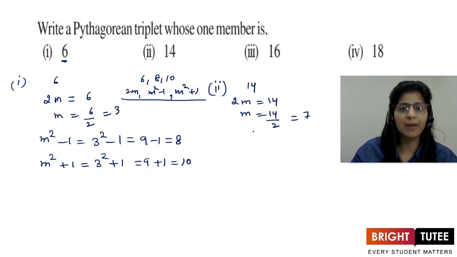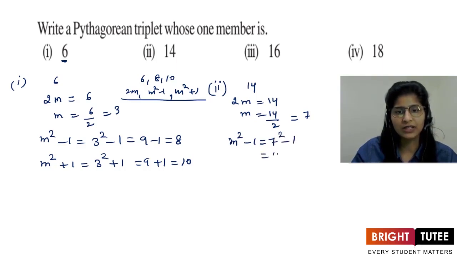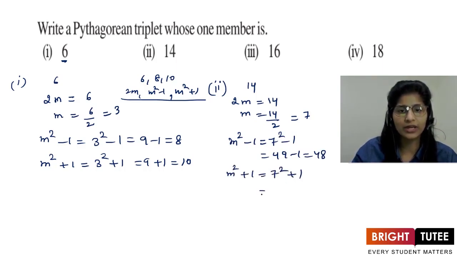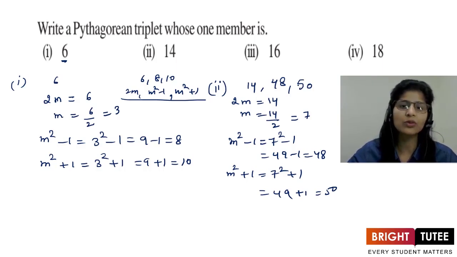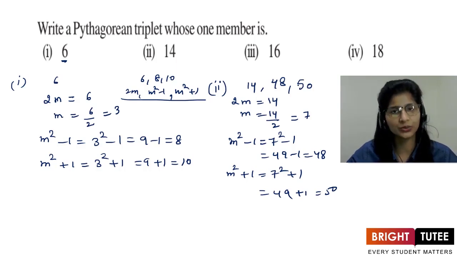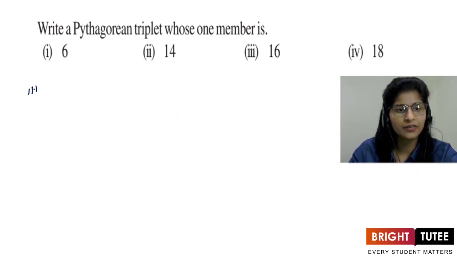Now keeping m as 7, what will be m square minus 1? 7 square minus 1, 49 minus 1 gives us 48, and m square plus 1, that is 7 square plus 1, so 49 plus 1 is 50. So we have 14 as one member, 48 as another member, and 50 as the third member. That means the three Pythagorean triplets are calculated like this. Now we have to solve for 16 and 18. Let's do that. In the third part, we have 16 as one of the members.